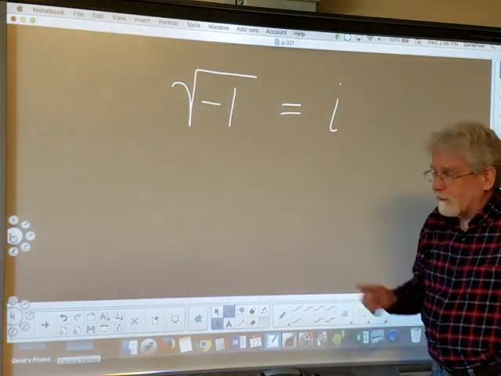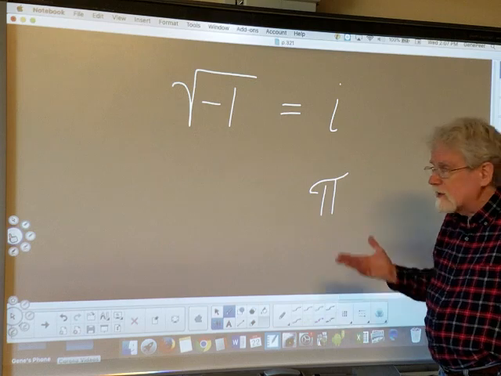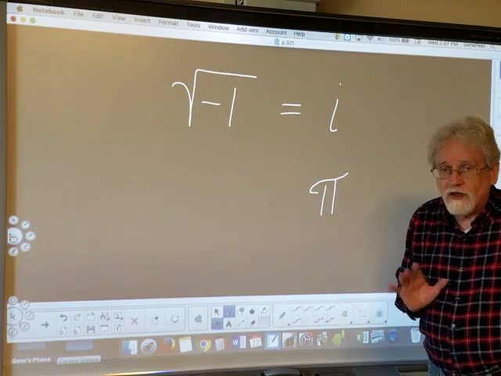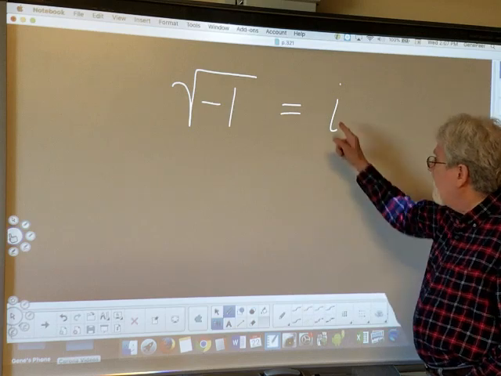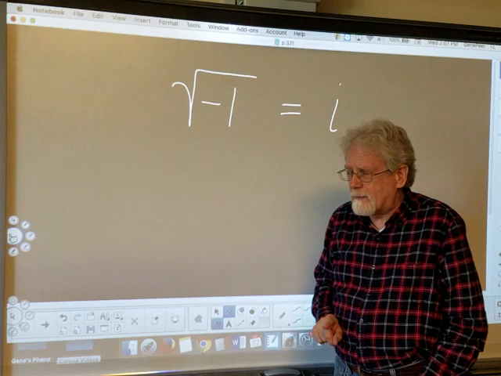i is a constant, like pi. Pi doesn't change. It looks like a variable. It looks like the Greek letter. It is the Greek letter, but it doesn't change. It's constant. Likewise, i does not change. It's always equal to the square root of negative 1.